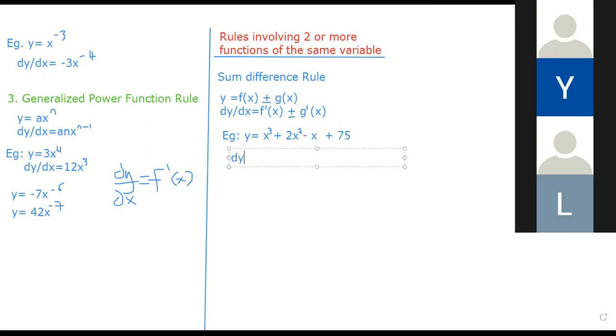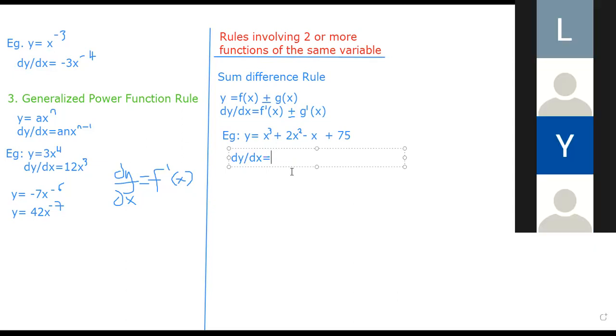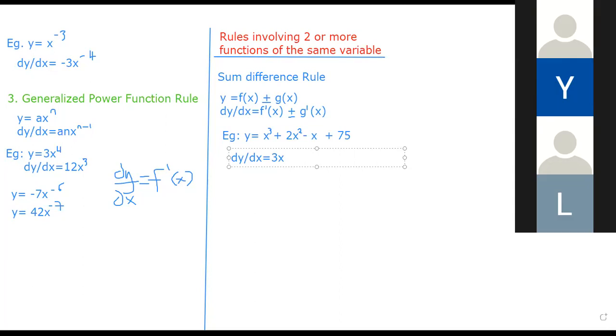So dy dx is, differentiate the first function. Now, if you differentiate the first function, what do you get? 3x. Is that all? 3x squared. Okay, I'll put my square there later. Plus, now if you differentiate the second function, what do you get? Four x. Thank you. Then you look at the sign. Minus. Then when you differentiate the next function, what do you get? One. You all agree that when you differentiate x, you get one? Yes. So you get one.